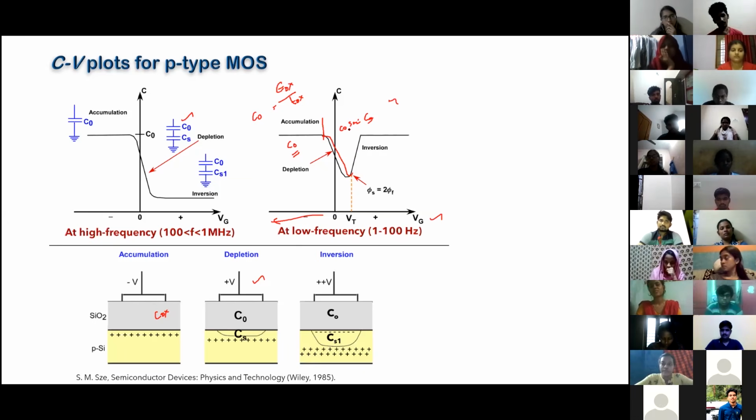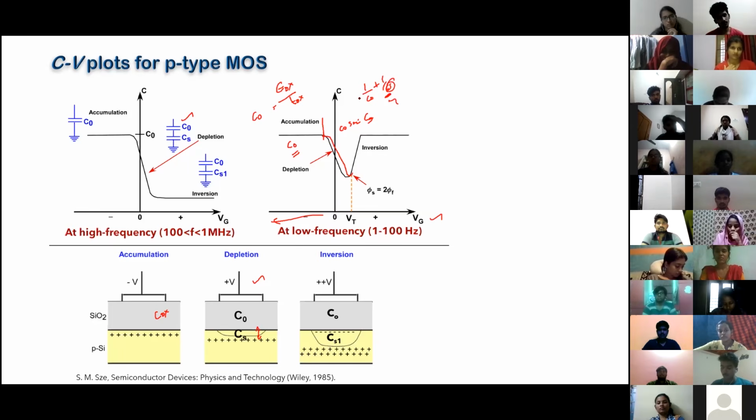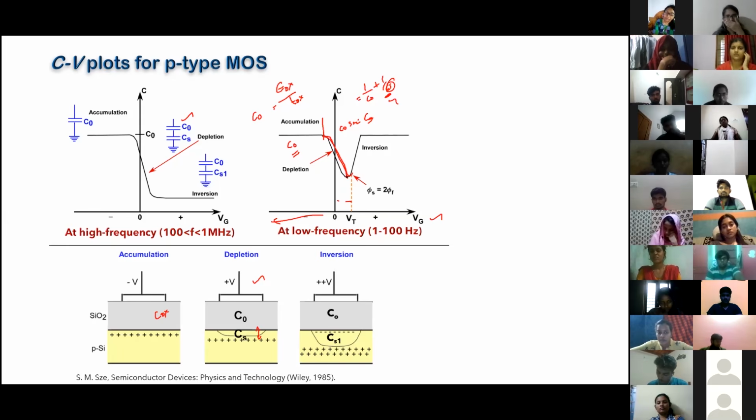But you see, when you have two capacitors connected in series, the total capacitance is like 1 by C0 plus 1 by CS. And CS is so small here, so the CS will dominate. When you increase the voltage from 0 to here, and this layer is increasing, when the thickness of the layer increases, capacitance will decrease, so the effective capacitance will decrease. That is why, when you are entering into the depletion layer, the capacitance is going to decrease here. But this is happening up to a certain point.